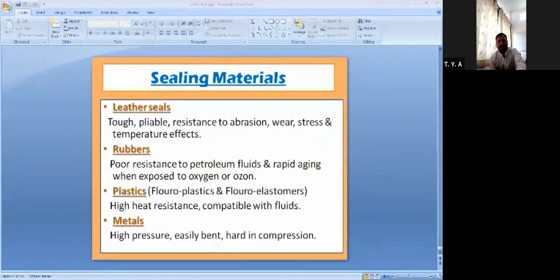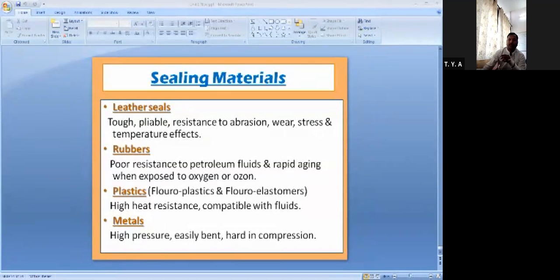The term rubber or synthetic rubber covers many natural and synthetic rubbers. Why is it used? Because it has poor resistance to petroleum fluid and ages rapidly when exposed to oxygen or ozone, so care is needed when it is selected as a sealing material. You can also use natural rubber, because it has many characteristics which are required for effective sealing.